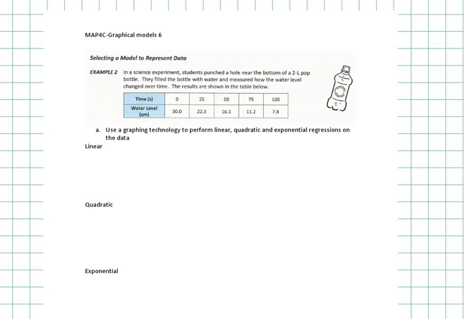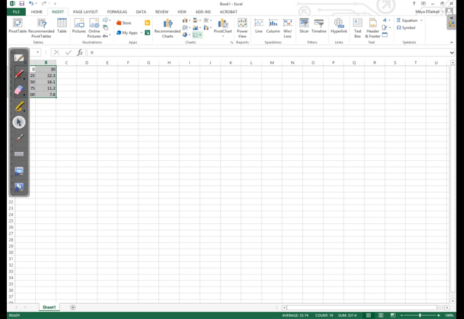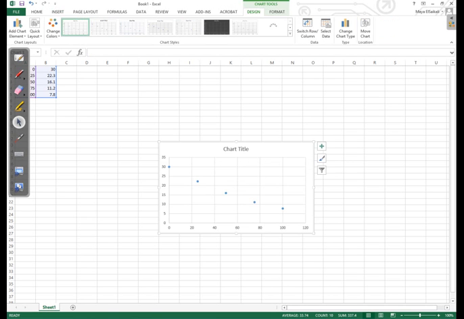Your question is asking you to use graphing technology to perform linear, quadratic, and exponential regression on the data. Basically, all we have to do right now is plug these values into Excel and find the regression line. So I have my data here. We insert a scatter plot, and then we see this, right?